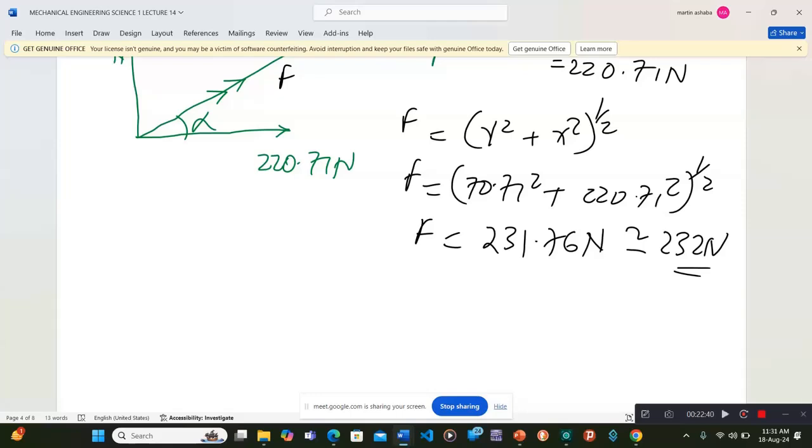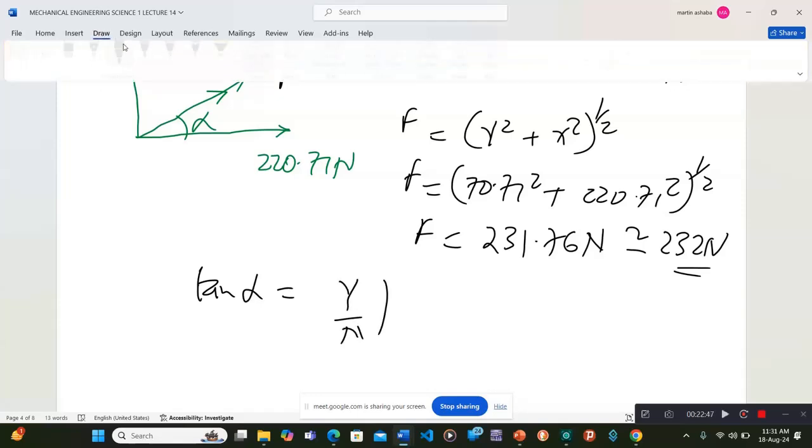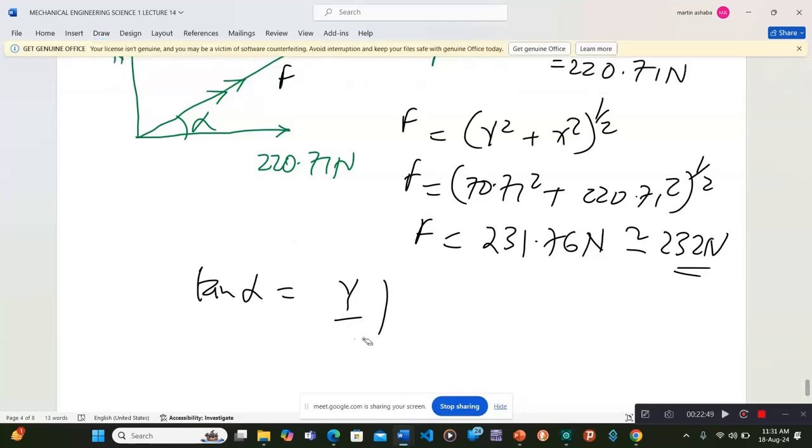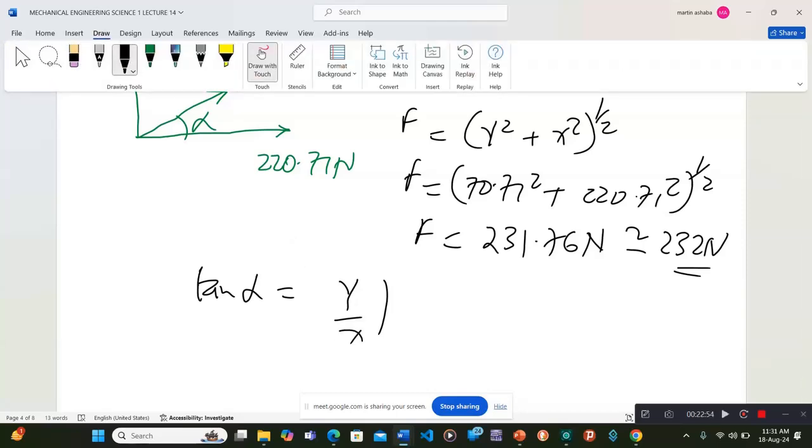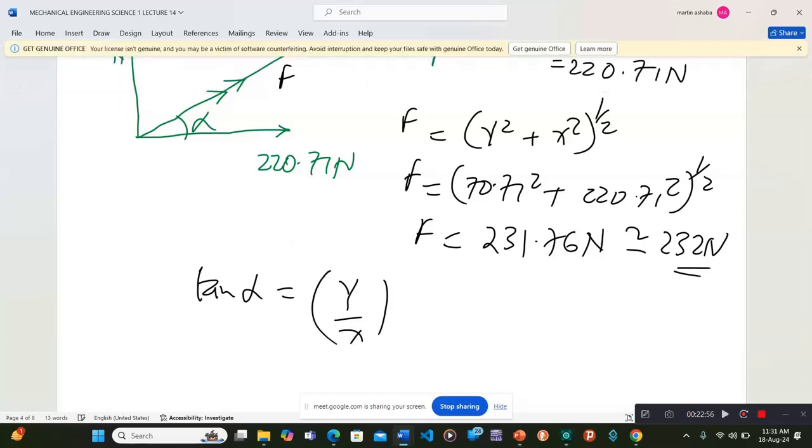And finally, our tan alpha is equal to y out of x. Where does that come from? Tan is equal to opposite over adjacent. The opposite of this angle is y, and the adjacent is x, and that is giving us y out of x. This is equal to 70.71 divided by 220.71.